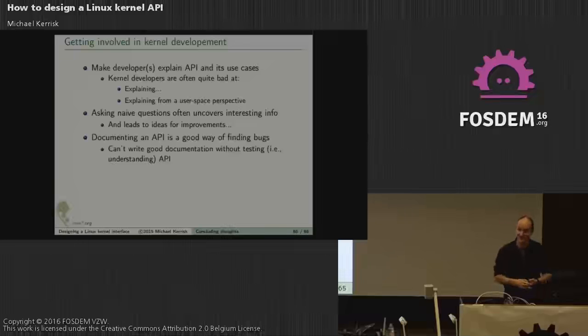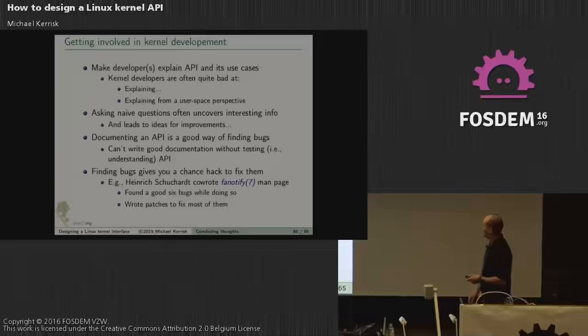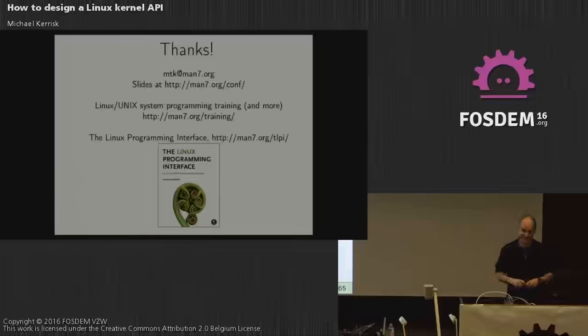Documenting APIs is a good way of finding bugs, because you can't write good documentation without understanding the API, and you can't understand the API without testing. A classic recent example of this for me was a guy called Heinrich Schuchardt, who wrote the fanotify man page about 20 kernel releases after fanotify was released. But he found 6 significant bugs while he did that. And he wrote patches to fix them all. It was really great work. So, it's a very good way of getting involved in kernel development.